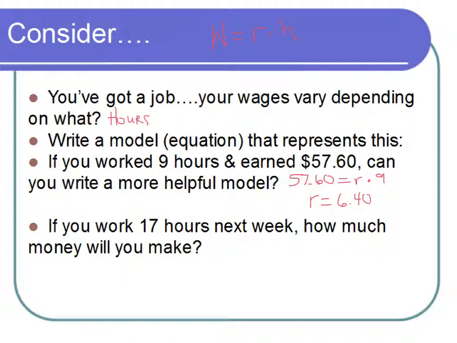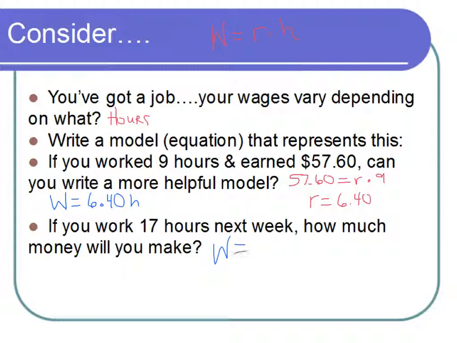Yes. Now instead of putting this R in here, I know what R is equal to for me. I'm getting paid $6.40, so let's write a model. The model that we're going to be using is W equals $6.40 times H. And now that you have that, you can actually use it. I used to do this during my lunch hour. I used to go figure out, okay, how much is my paycheck going to be this week? And so I'd have a model like this, and then I would plug in how many hours I thought I was going to get. So in this case, we're going to get 17 hours.